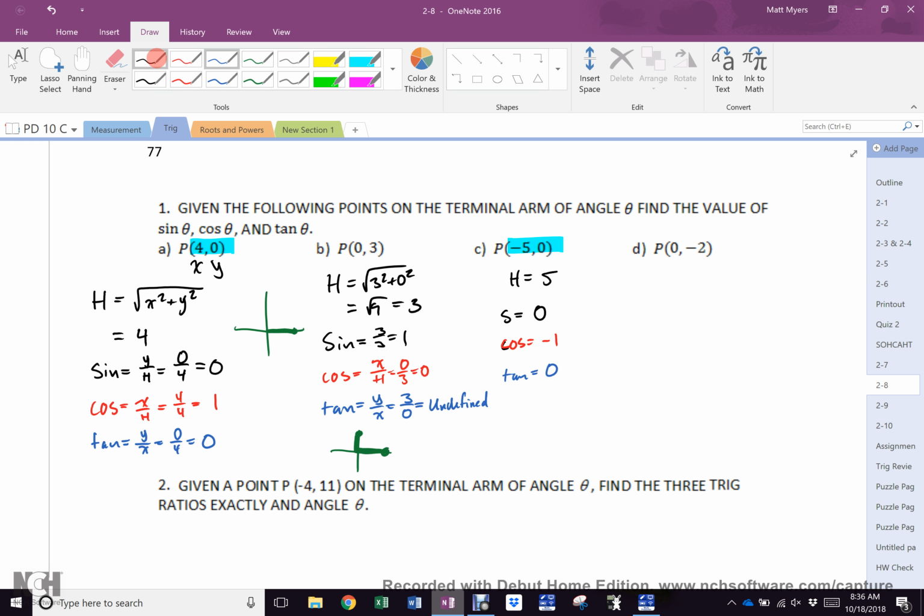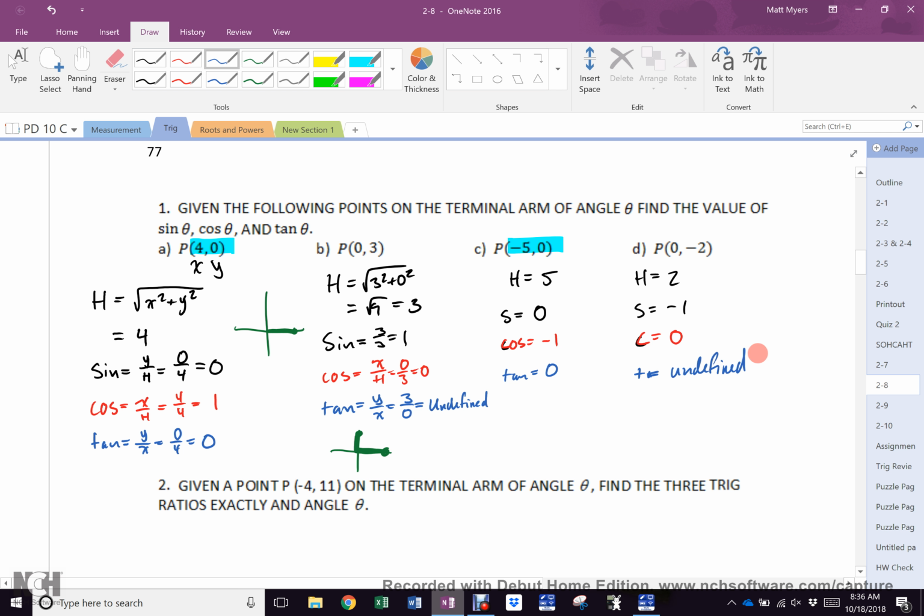And then this guy, what's our h? 2. What's our sine? Negative 1. What's our cos? 0. What's our tan? Undefined. Because I can't divide by 0.